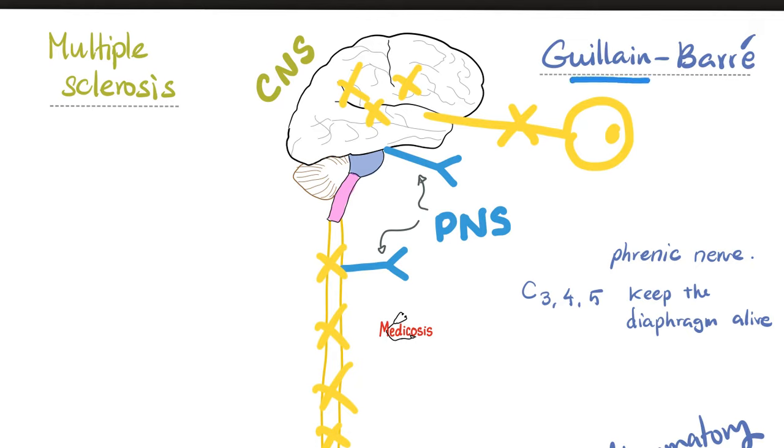Contrast that with Guillain-Barré Syndrome. Guillain-Barré is a peripheral demyelination, meaning demyelination of the peripheral nervous system. So Guillain-Barré can affect all of your cranial nerves except the optic nerve.